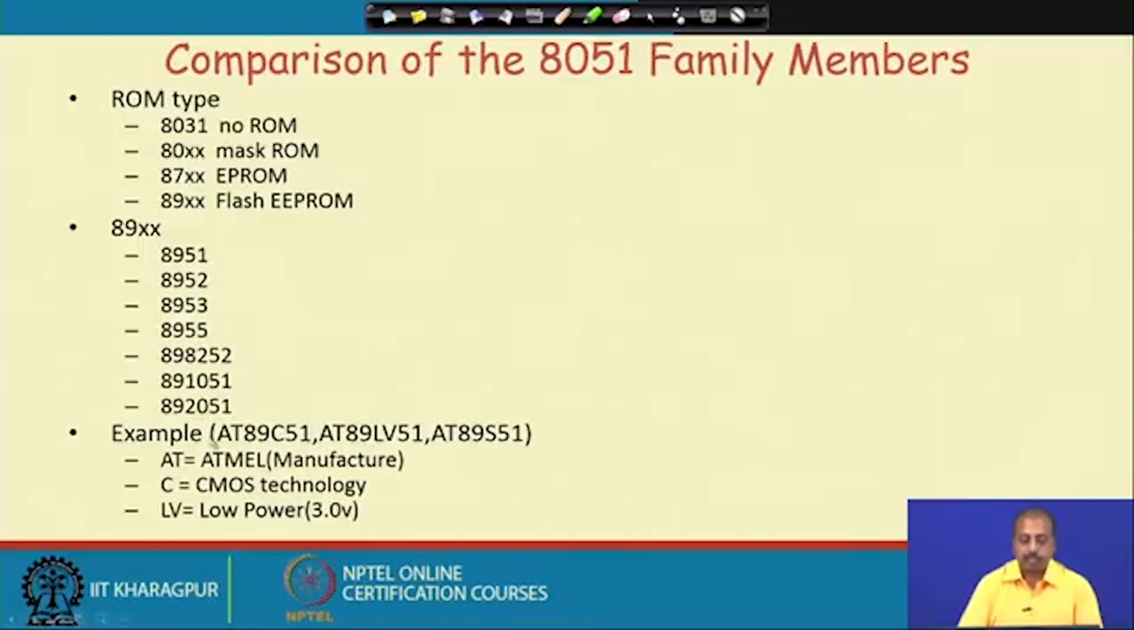The first two letters tell the manufacturer: AT stands for Atmel, C stands for the CMOS technology, and LV is the low power version. So, the supply voltage is low, 3.0 volt, whereas for the normal processor the supply voltage will be 5 volt. This way there are many vendors of this 8051 series of processors, and accordingly you can see the series number there.